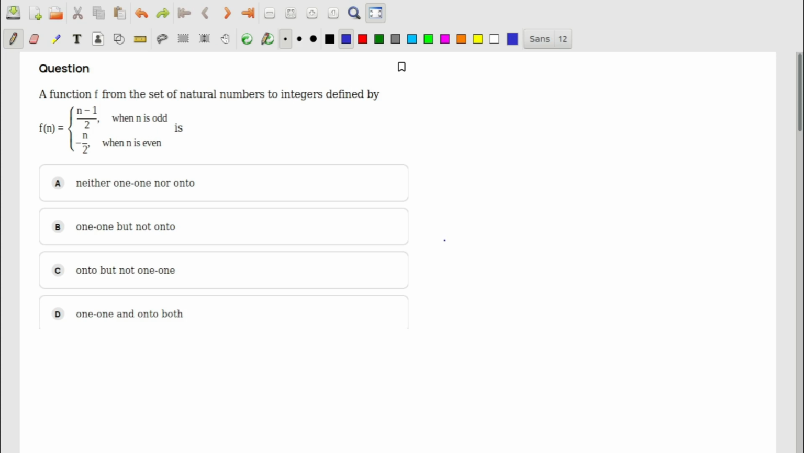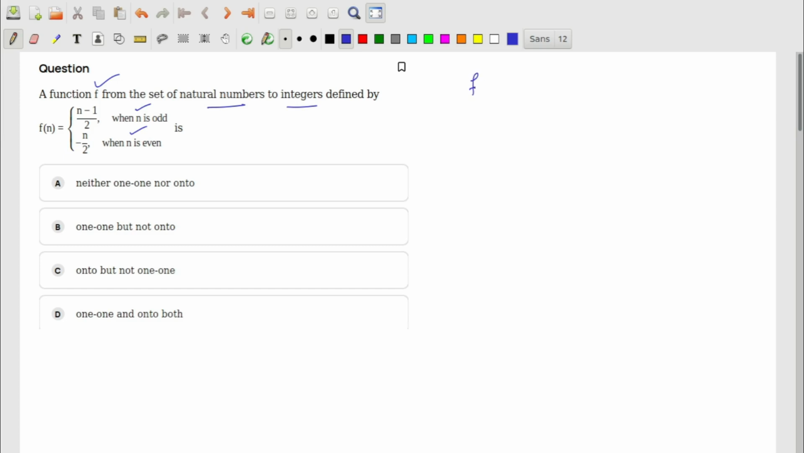In this video, I will solve questions from relations and functions, and we'll stick to just one-one and onto questions. So let's start with the first question. Here, a function f from the set of natural numbers to integers is defined by f of n equals (n minus 1) by 2 when n is odd, and minus n by 2 when n is even. Here we need to check whether this function is one-one or onto.